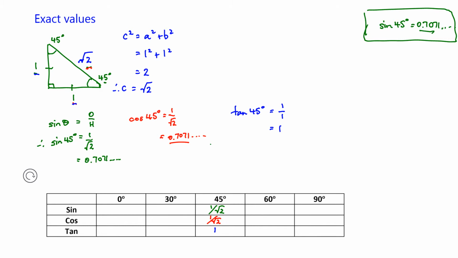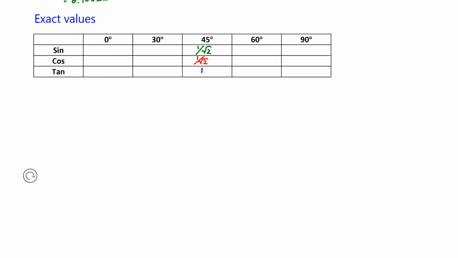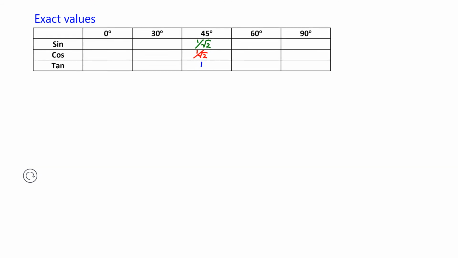Okay, so let's continue on and see what we can find in terms of, say, sine, cos and tan of 30 and 60 degrees. I'll just give ourselves a bit more space here. So, to help with this one, what I'll do is I'll draw a second triangle. And this triangle is going to be an equilateral triangle.